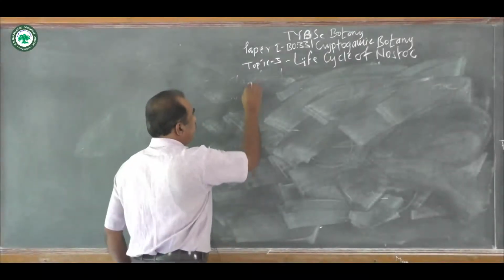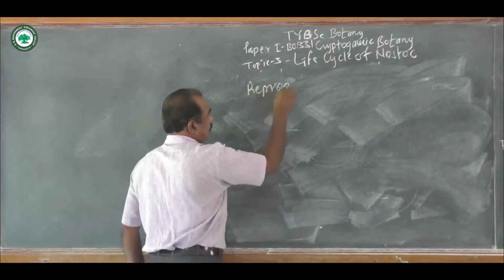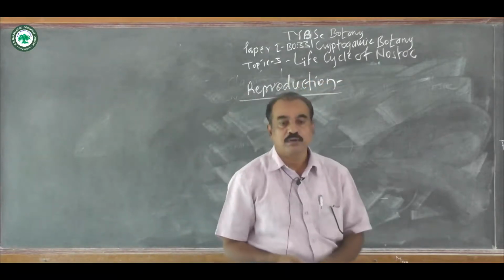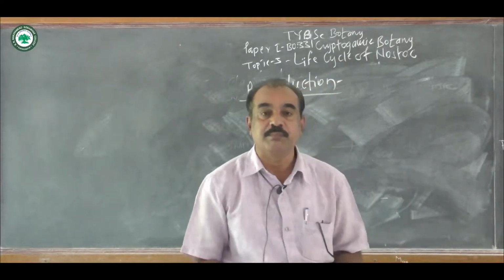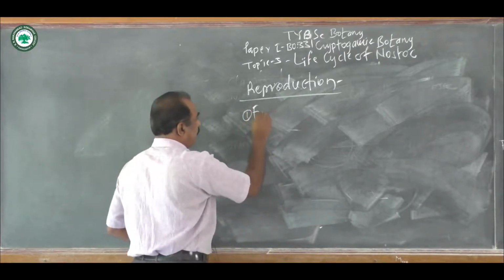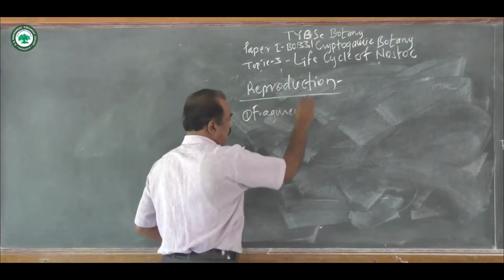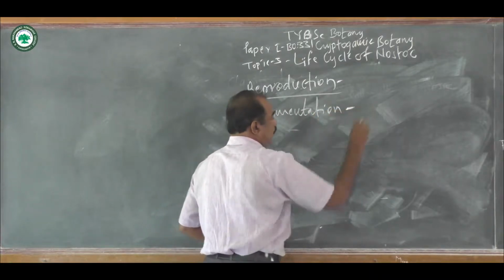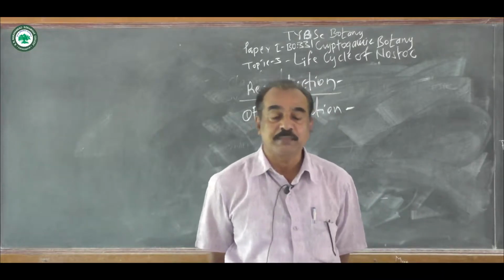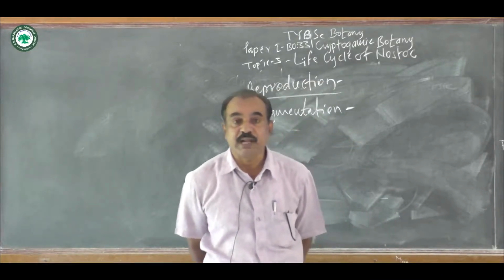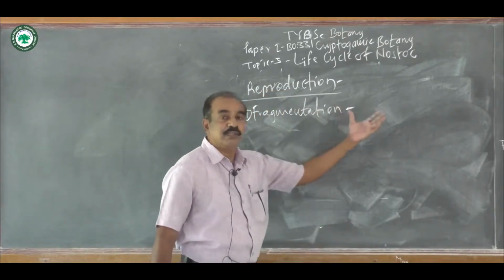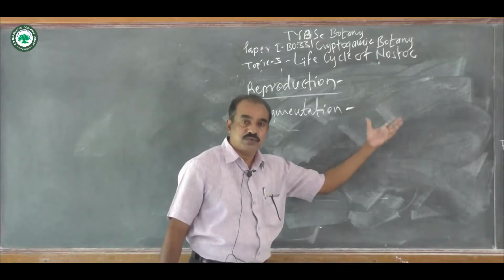Now reproduction. In Nostoc, asexual and sexual reproduction are completely absent, but only vegetative reproduction is there. Number 1, fragmentation. When a colony or a Nostoc ball breaks into a number of fragments because of any accident, then each fragment has the capacity to develop into a new colony. So here the fragments are nothing but fragments of the Nostoc ball or the Nostoc colony.